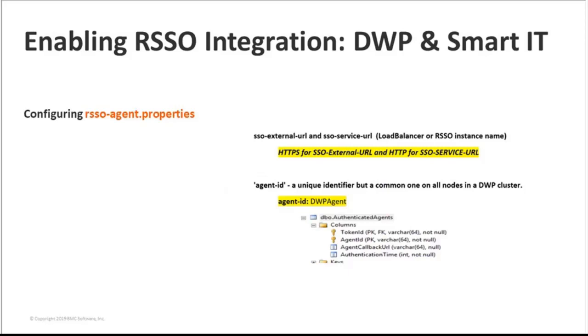Right. So all you have to do in Smart IT, in MyIT, is just enable the RSSO integration. You don't have to make any changes. For which you have to go to RSSO agent properties, and just populate the SSO external and the service URL. This parameter has to be populated with the RSSO URL, and the agent ID. You just have to name the agent ID that you want to give. It's a unique identifier, just the way I explained in the mid-tier. This is the agent that will be recorded into the authenticated agents table of Remedy SSO when you authenticate in a particular browser session.